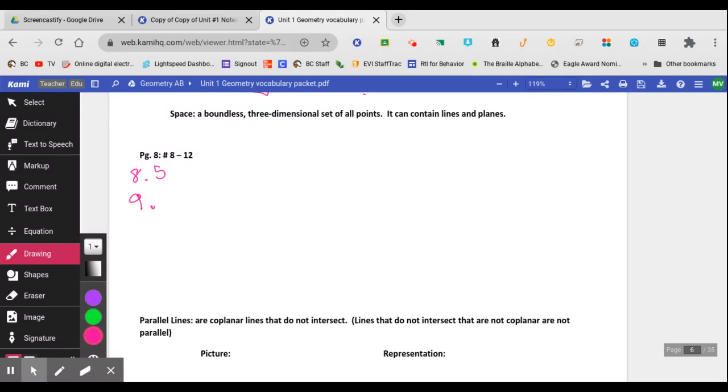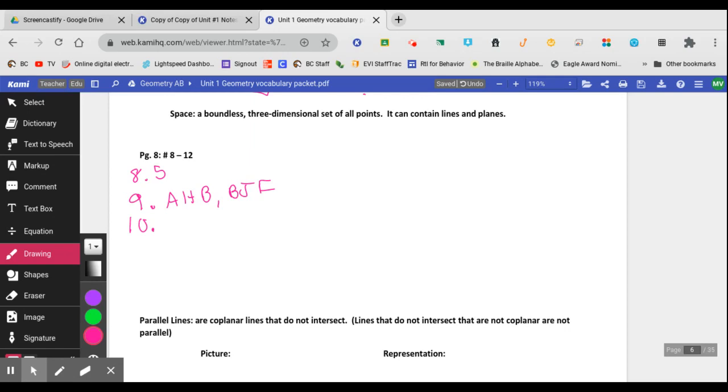Number 9, name 3 points that are collinear. So we have lots of options. We can say A, H, B, B, J, F, and the other examples we would have to give would only be 2 points, which are always collinear because any 2 points can be a line.